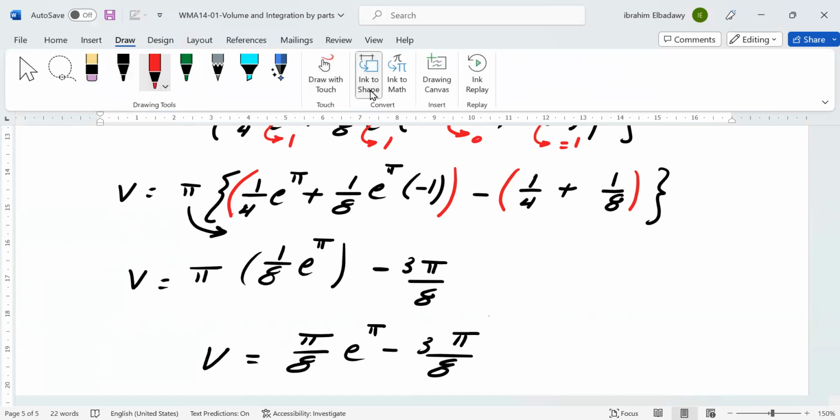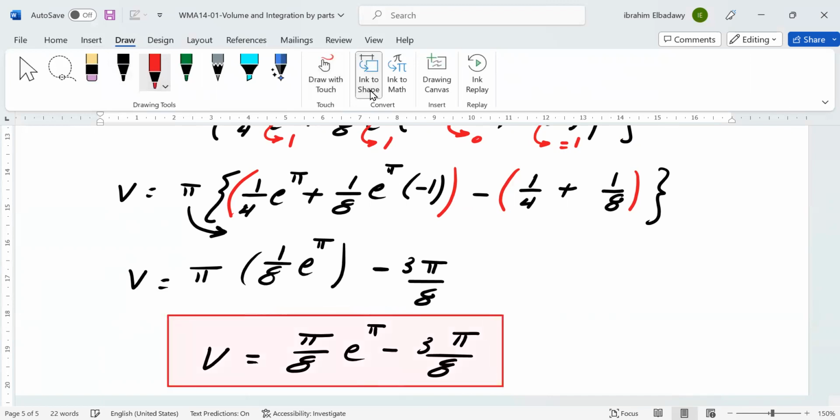Okay, can you calculate the value of the volume? Actually, you don't need to calculate it because you already need the exact volume. For the exact volume, you have to leave it in terms of pi and e.